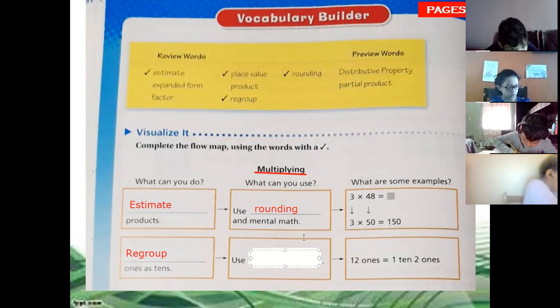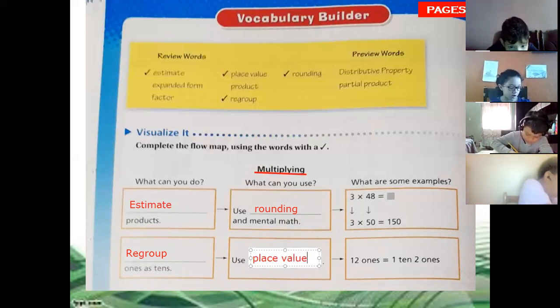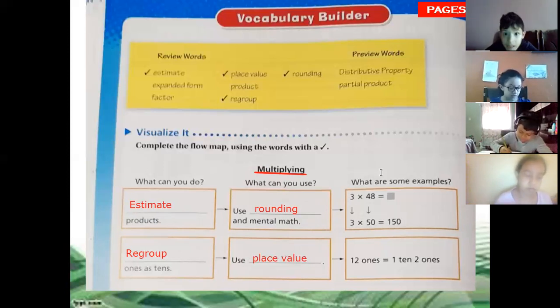What else can we use? It's a chart. What's the name of the chart we learned? Place value. Place value, exactly. Place value. Completed?